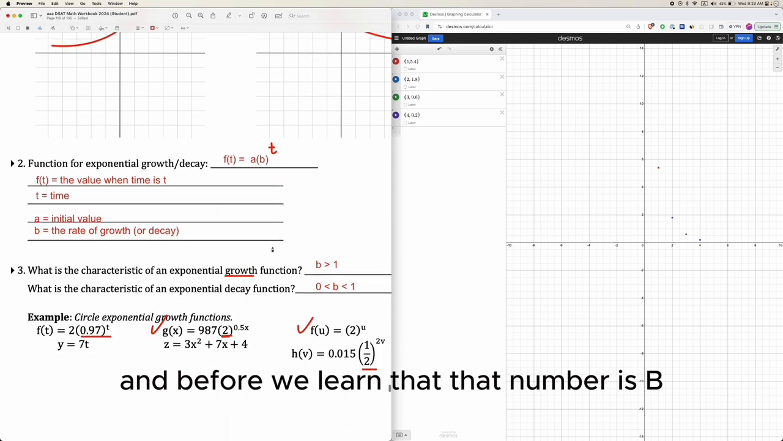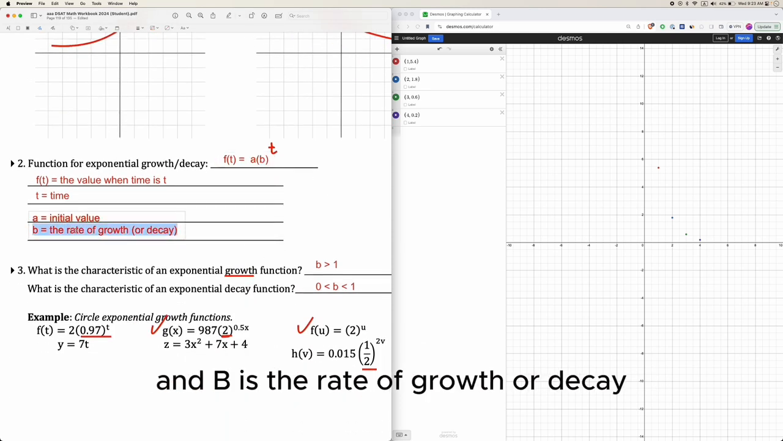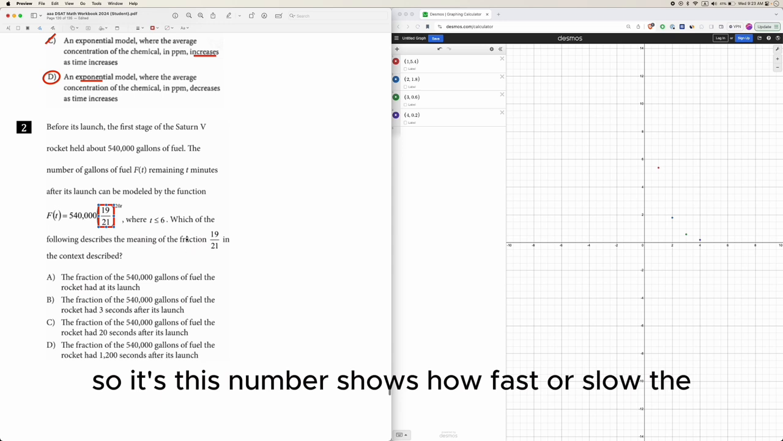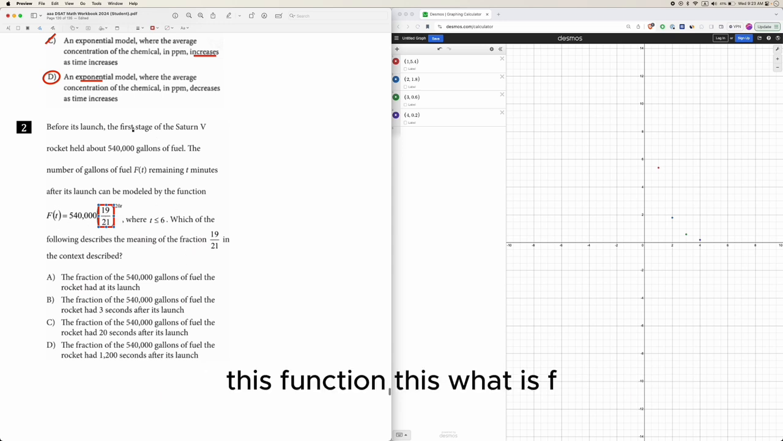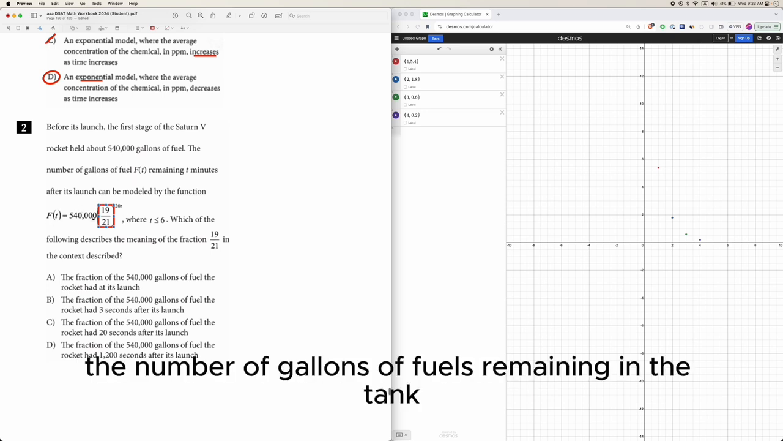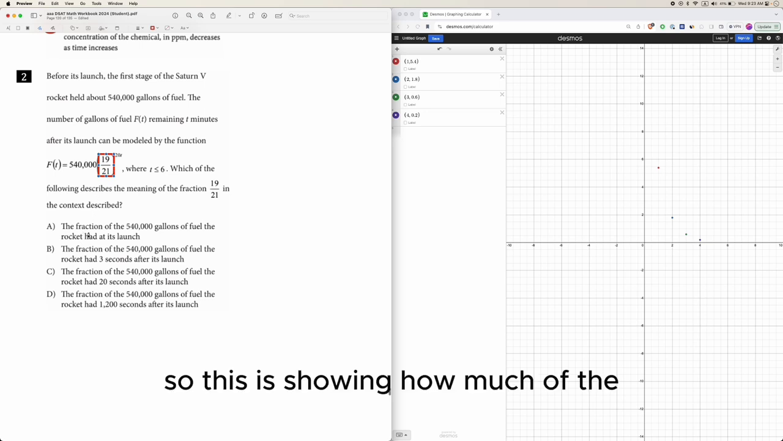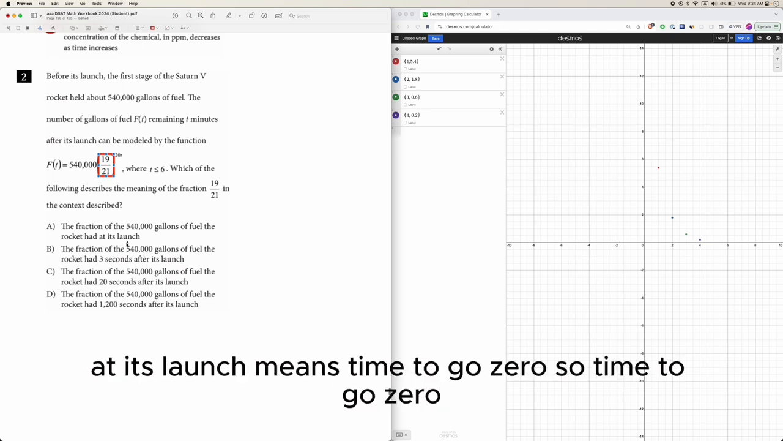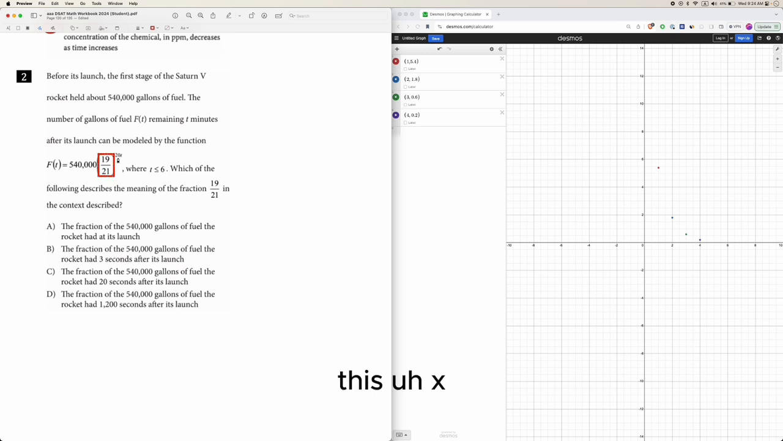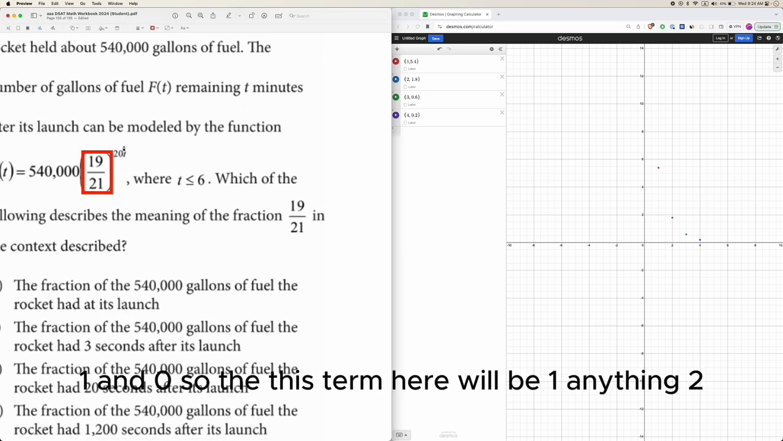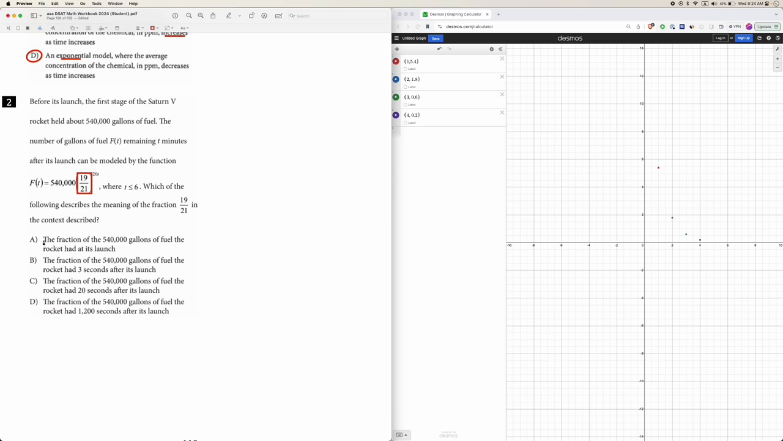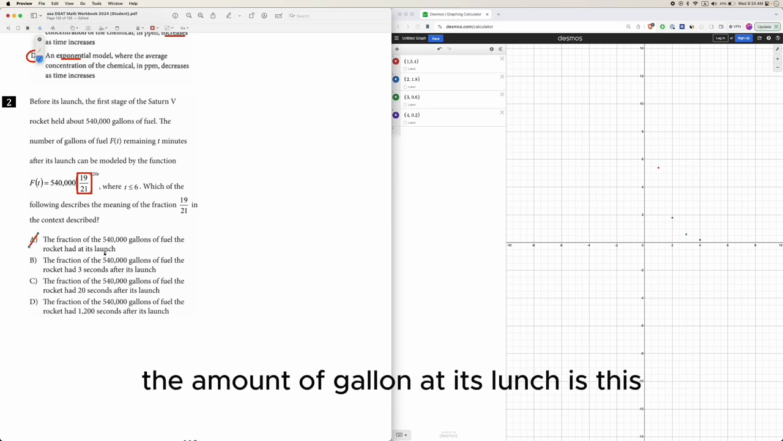And before we learned that number is b, and b is the rate of growth or decay. So this number shows how fast or slow this function, what is f, the number of gallons of fuel remaining in the tank, changes. So this is showing how much of the original gallons of fuel the tank had at its launch. At its launch means time equals zero. So when time equals zero, this exponent is zero, so this term here will be one. Anything to the zero is one. And we end up with f of t equals 540,000. So that's not it, because the amount of gallons at its launch is this.